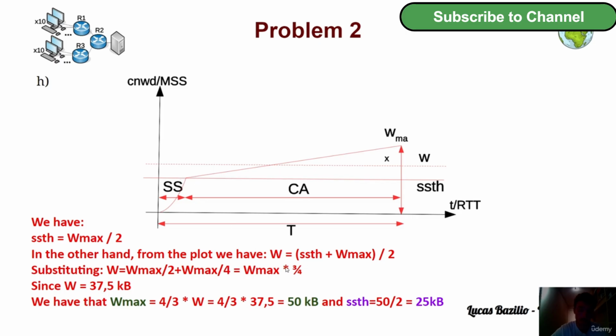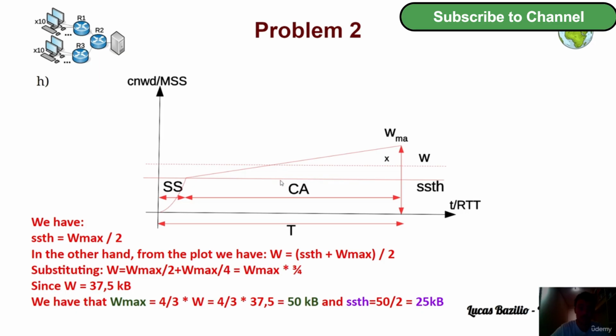Then we only need to calculate the difference to get the value in kilobytes that we have increased. Here it is very easy to see that 50 kilobytes, the value of the maximum window, minus the value of the slow start threshold, 25, gives us 25 also, right? 50 minus 25 is equal to 25. So this is the amount of bytes that the congestion window increases in the congestion avoidance phase. But we don't want the value in bytes, we want the value in maximum segment sizes.